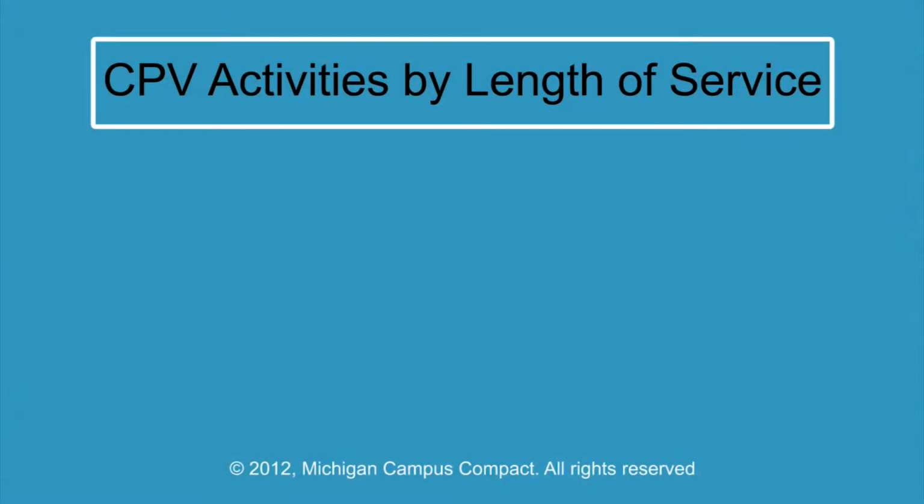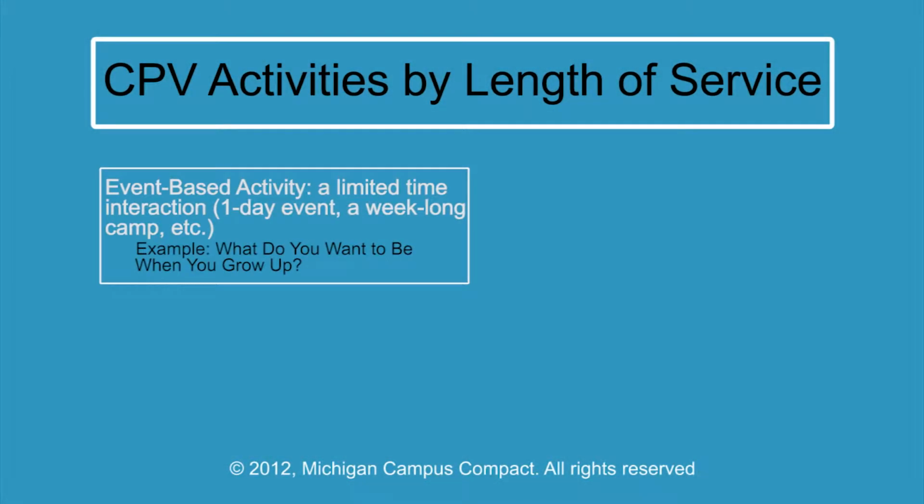CPV activities by length of service. Now this is an example of the different types of activities that CPVs can be involved with, and you'll see how diverse they are. So for example, we have event-based activity, which is a limited time interaction, maybe one-day event, a week-long camp, etc. So an example would be, what do you want to be when you grow up? That can be a very simple, straightforward, yet powerful thing for a group of elementary students or even middle schoolers, where you have a 1-hour session with the students and it's a one-day event and that's it. That would count as an event-based activity.